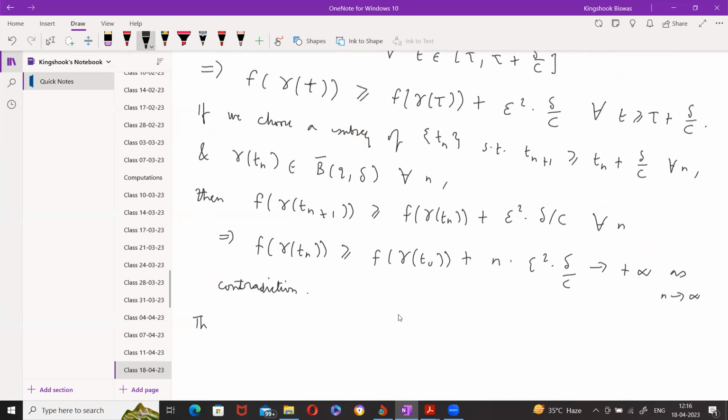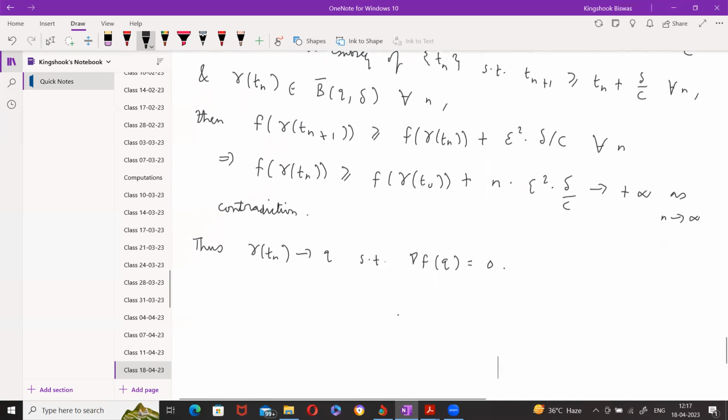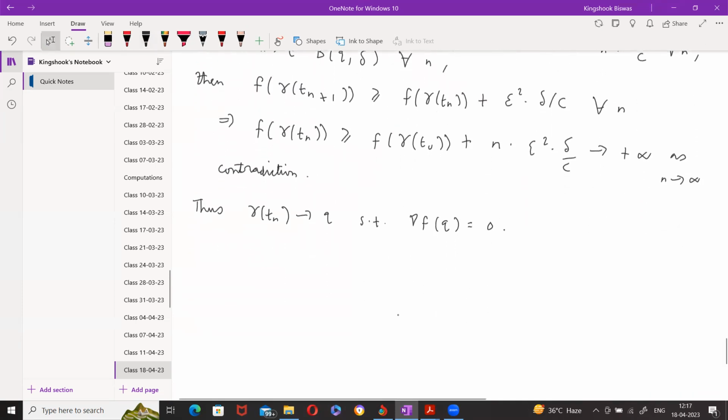So thus, gamma Tn converges to Q such that grad f at Q is 0. Okay. So up to now, we still haven't used the fact that gamma is a geodesic, right? So let's do that now. How can we use that?